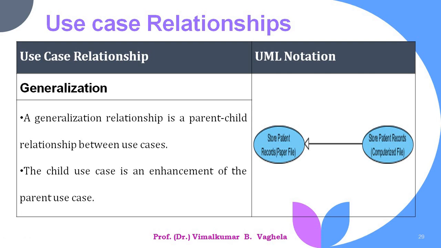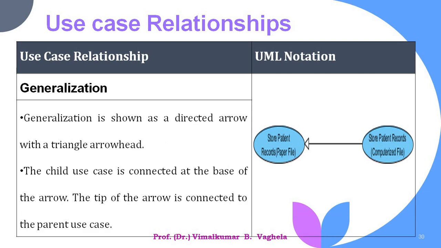Next is the generalization. That is a familiar word in object oriented. A generalization relation is a parent-child relationship between use cases. The child use case is an enhancement of the parent use case. So it is shown as a directed arrow with a triangle arrowhead. The child use case is connected at the base of the arrow. Here the child. The tip of the arrow is connected to the parent use case. Here the store patient record in a paper file will be the parent use case.